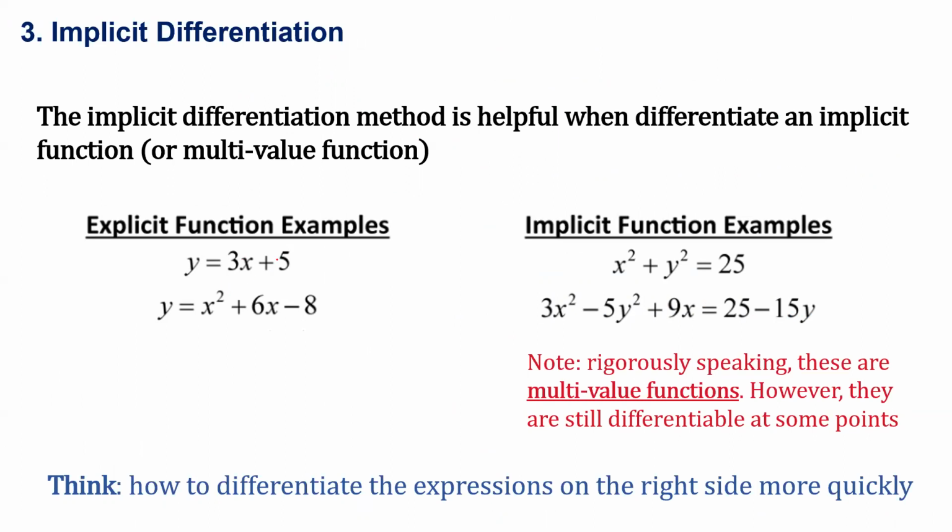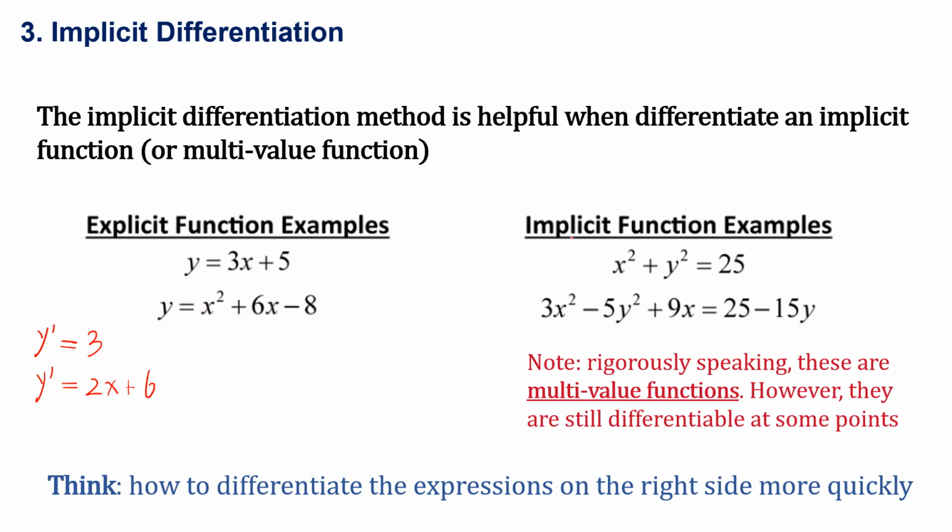The implicit differentiation method is helpful when differentiating an implicit function or multi-value function. First of all, let's have a look at an example of the explicit function. For example, if we have a function like y equals 3x plus 5, or y equals x squared plus 6x minus 8, and we want to find the derivative of y with respect to x, we can directly find it: it is 3 for the first function. For the second function, because the expression is explicit, the derivative of y is just the derivative of this expression, so that's 2x plus 6.